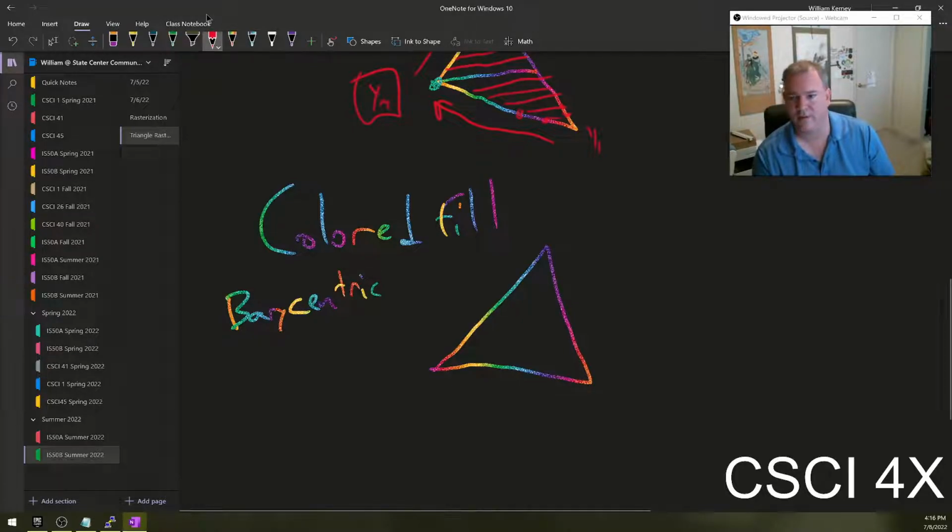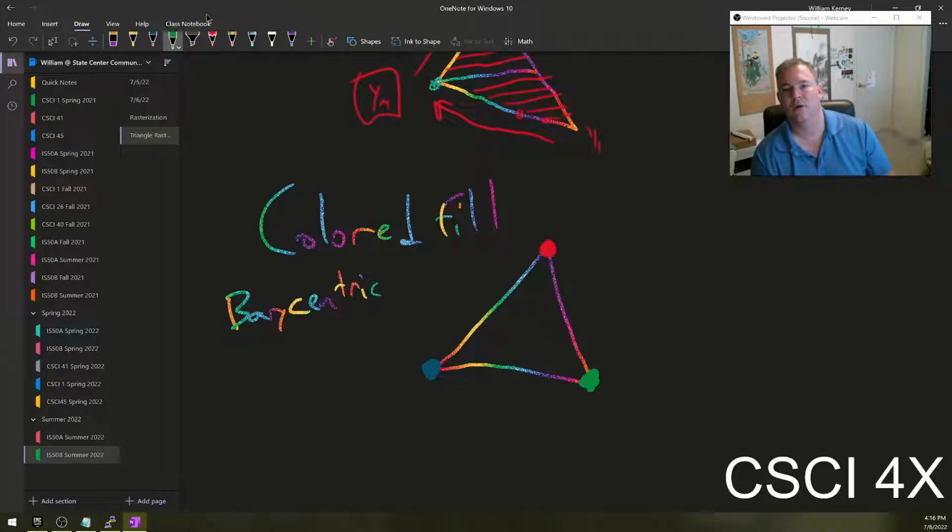So let's say that this point here is red. This one here is blue. This one here is green. What color should the point exactly in the center be?